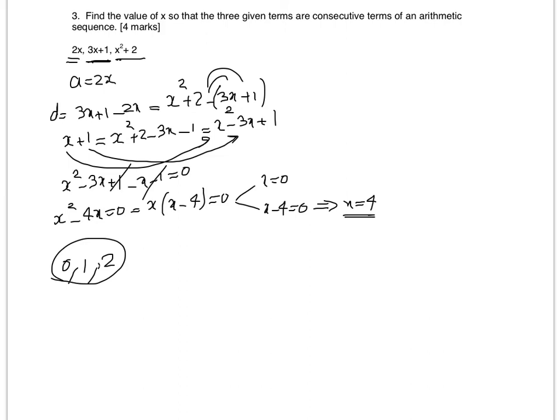If x is 4, then 2 times 4 is 8. 3 times 4 is 12 plus 1 is 13. And 4 squared is 16 plus 2 is 18. And this is the second arithmetic sequence. The reason is that every term is the previous term plus 5. 13 is 8 plus 5 and 18 is 13 plus 5.